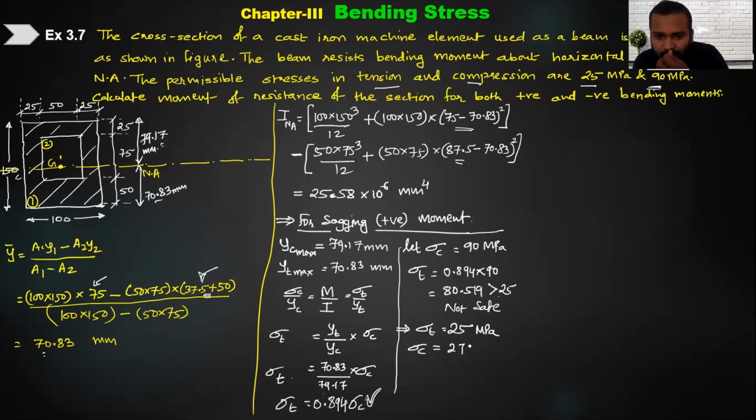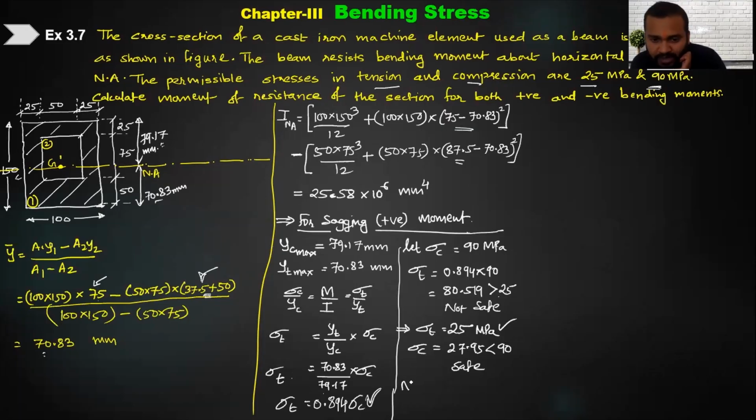27.94. Is it less than the permissible value of 90? Yes. So this is a safe condition. Okay. So in my sagging case, how much stress do I want to give the material? I want to give 25 in tensile stress, but how much will sigma c be at that time? According to the geometry relation, sigma c will be 27.95, and both of them are below the safe limits given. So therefore this is a safe condition, and for this condition now I will be calculating the bending moment.